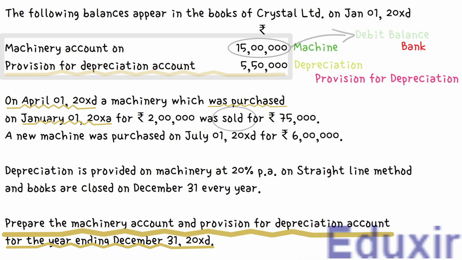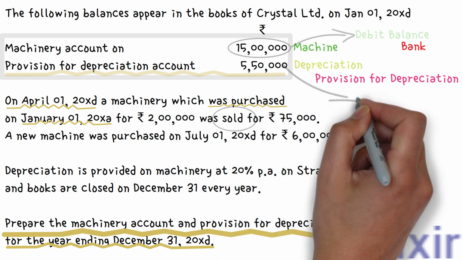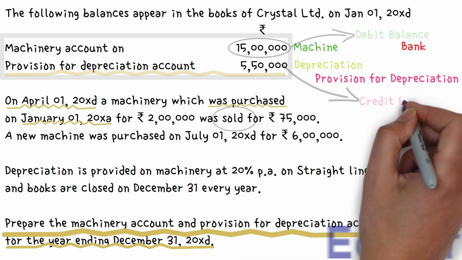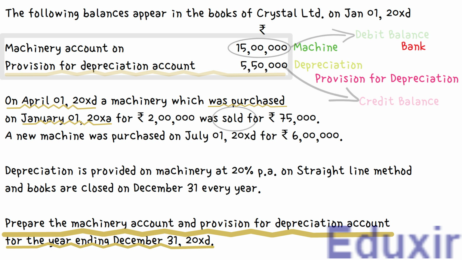This also means that the provision for depreciation account will have a credit balance at the end of the accounting period. So this implies that this balance of the provision for depreciation account is a credit balance, so we should post it in the provision for depreciation account on the credit side. Let us first create the format for provision for depreciation account as it is not yet created.